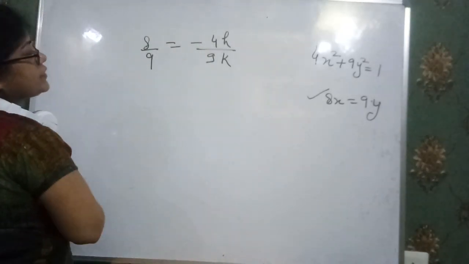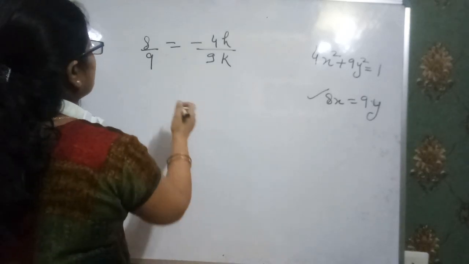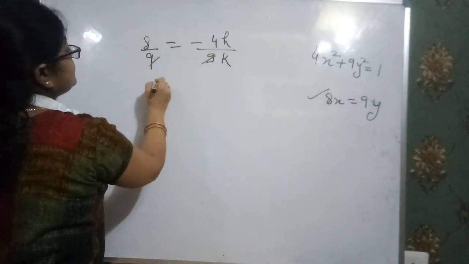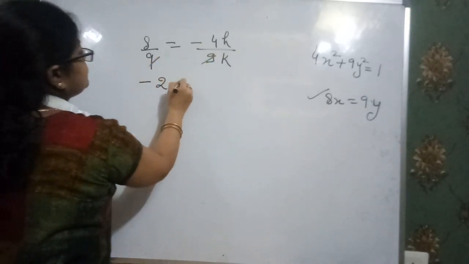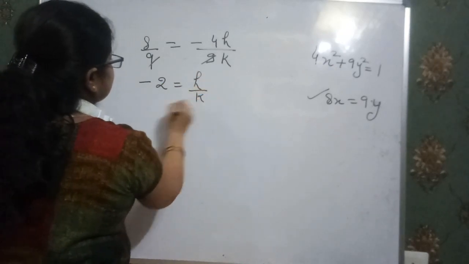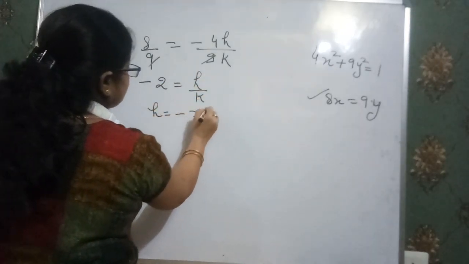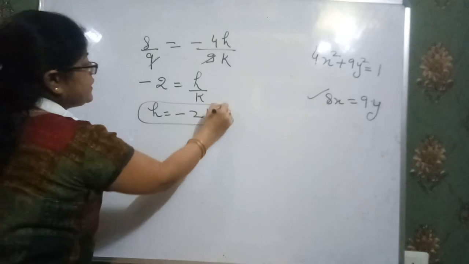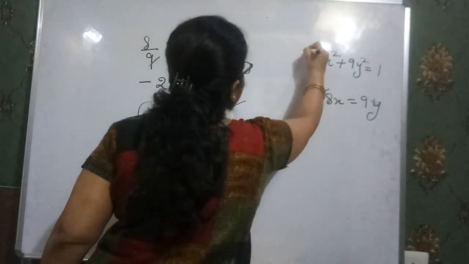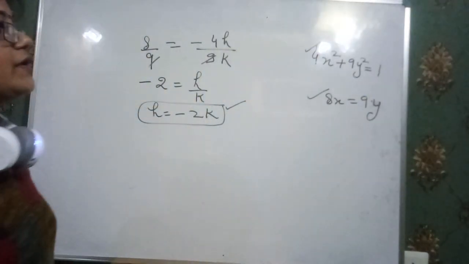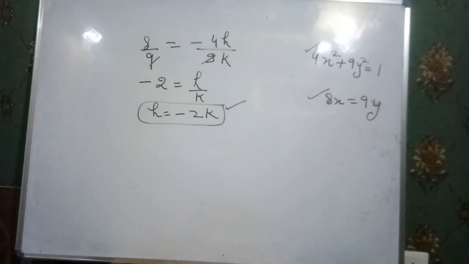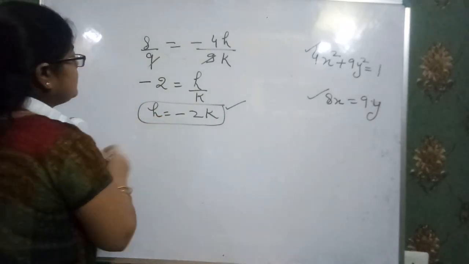So h is the component for x and k is the component for y. So it gets cancelled. We have minus 2 h over k. That means h is equal to minus 2k. This is the relation we got here and we use this relation in the equation of the curve in order to find the values for x and y, in order to find the points.